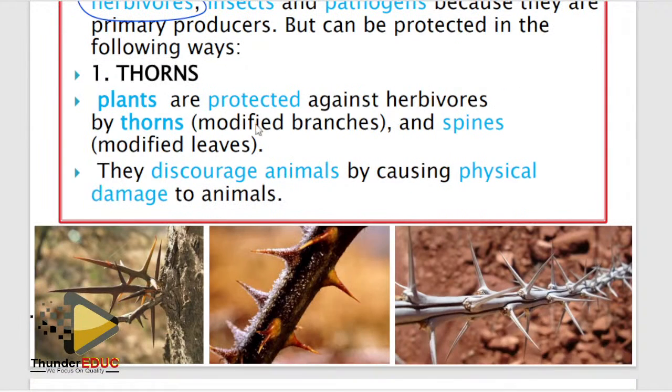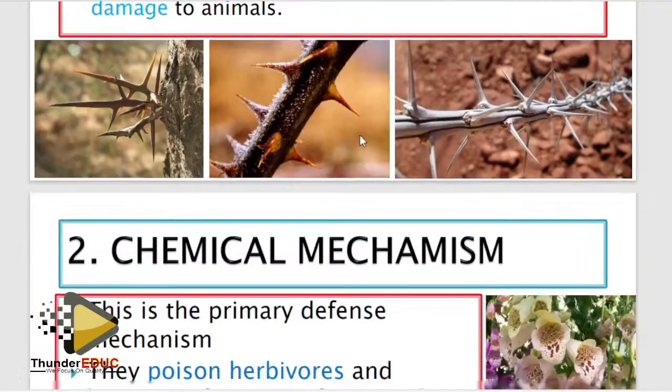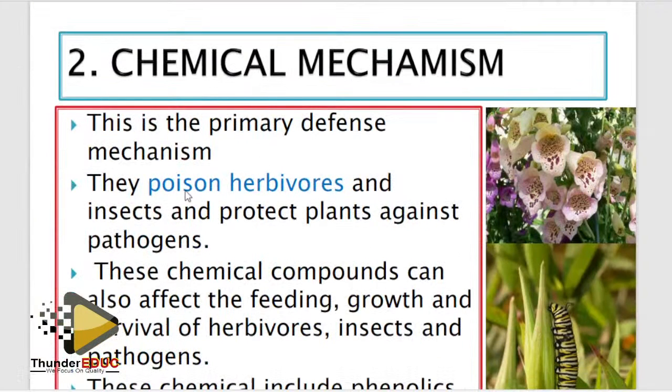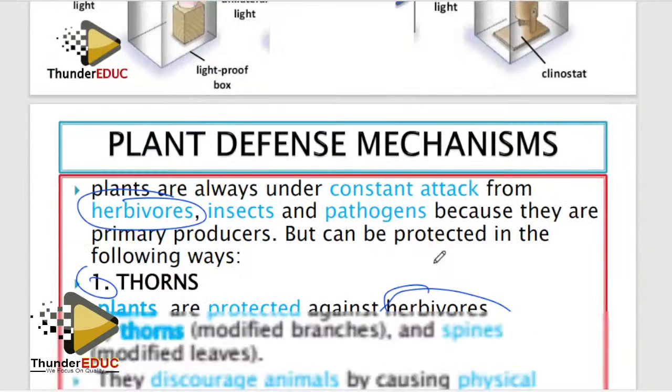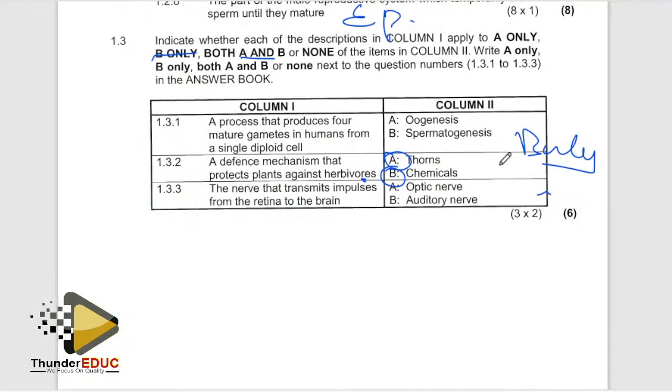The reason why thorns are used, number 1, is so that these herbivores don't eat it. That's number 1, you see. Then number 2, chemical, poisonous. It poisons the herbivores. So the answer is both A and B. So it's both A and B.